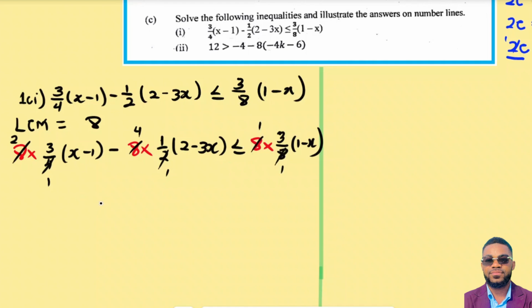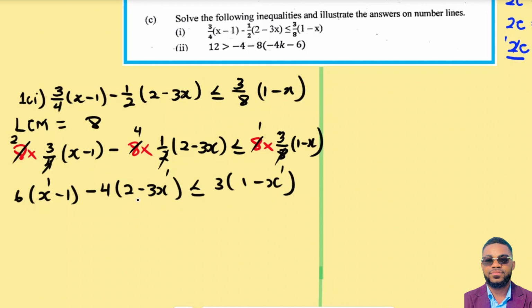So let's see what we have at the moment. We have 2 multiplying 3, which is 6. So we have 6 into bracket x minus 1. Now we have the minus sign here, and 4 multiplying 1 is going to be 4. So we have 4 into bracket 2 minus 3x less than or equal to, this sign. 1 multiplying 3 is 3. So we have 3 also into bracket 1 minus x. So that is it. We've been able to remove the fractions.